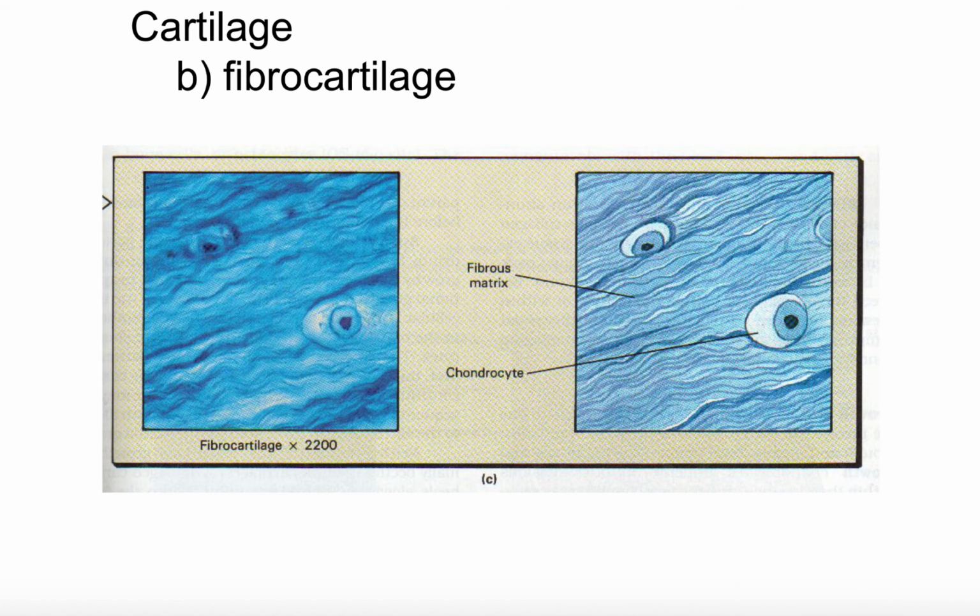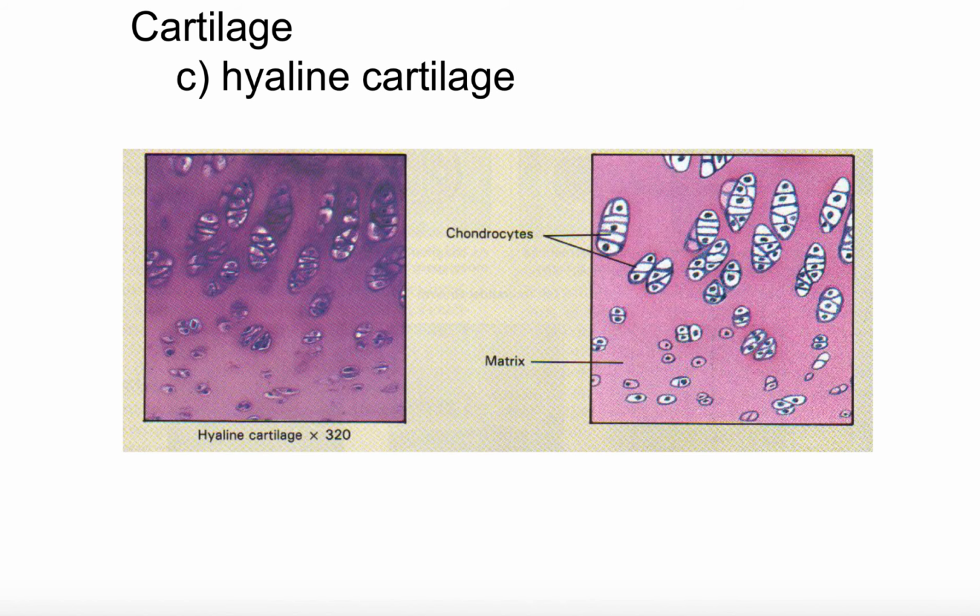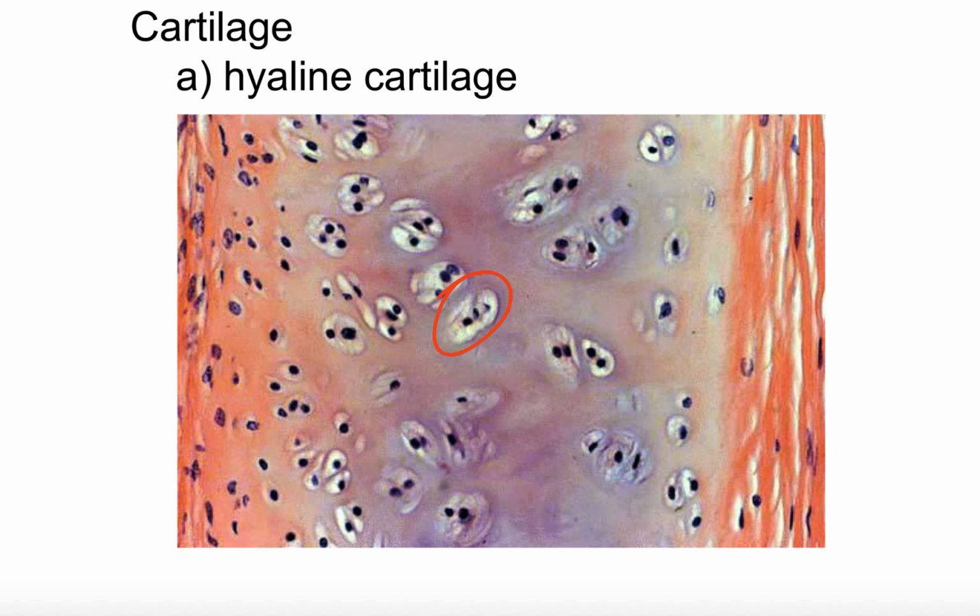This is fibrocartilage, again, the eyeball inside the background of fibers. So you may not see it, but there's the eyeballs there. This is hyaline cartilage. You've got the weird alien eyeballs there.